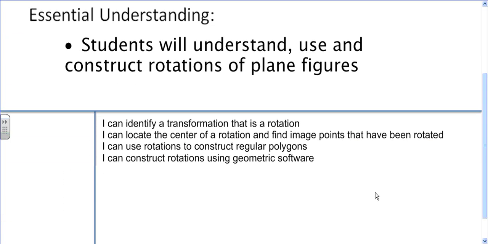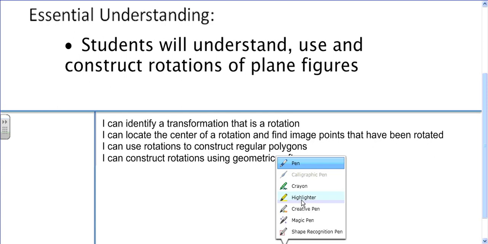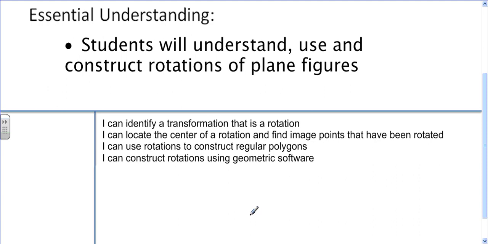The specific success criteria for this lesson is we want to be able to identify a transformation that is a rotation. We want to be able to locate the center of rotation, and find image points that have been rotated. We want to be able to use rotations to construct regular polygons. And we're also going to use some geometric software to construct rotations. So we're going to address the first three in the video here, and then we'll use Geometry Sketchpad to do the last success criteria in class.